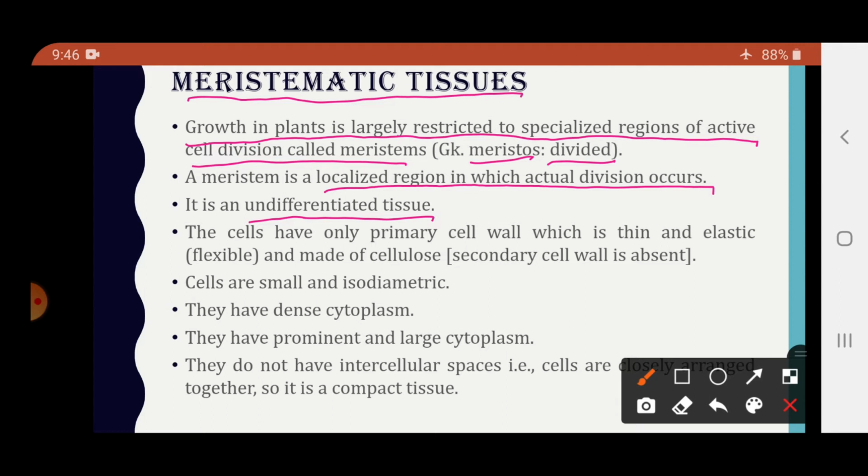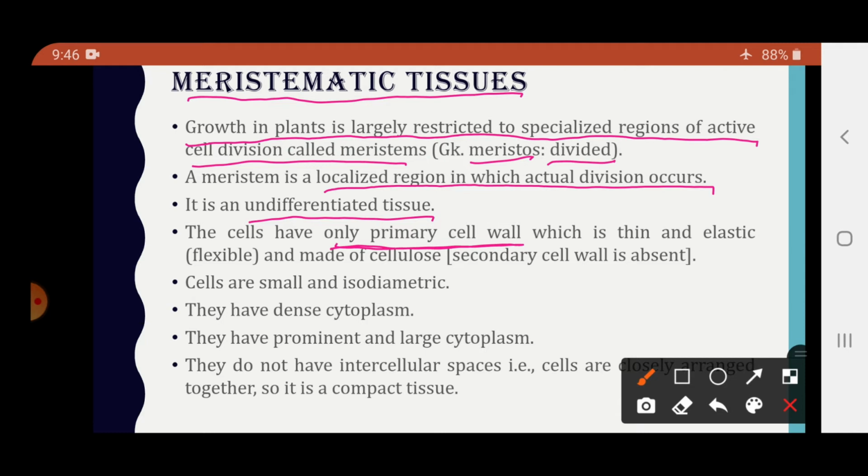Now what are the peculiarities, the characteristics of the cells of the meristematic tissues? Now students, these cells have only a primary cell wall. When you study the cell chapter in detail, you will see that the primary cell wall is made of cellulose. Now on this cellulosic cell wall there is deposition of certain layers. These layers which are deposited on the main cell wall are called the secondary walls. Whereas what do we call the main cell wall? The primary cell wall.